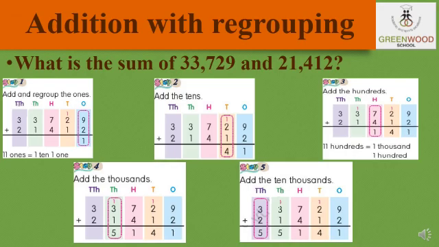Now what do you mean by with regrouping? Let's see an example. It will be much clearer. What is the sum of 33,729 and 21,412? First, place all the numbers in their respective places, that is ones, tens, hundreds, thousand and 10,000. Now what was step 1? Add the ones. Here when we add 9 plus 2 we get 11. Now 11 is a 2-digit number, so we cannot write 11 as it is. We need to split it.